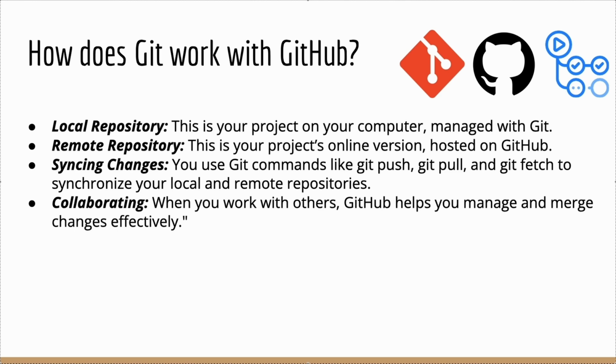And finally, as we've said many times already in this course, collaboration. When you're working with others, GitHub helps you manage and merge changes effectively and safely. The way that this works is that each user who's working on the same repository is working with Git on their local system, and GitHub manages how changes are pushed to the online version of that repository, using pull requests and version history and so on.